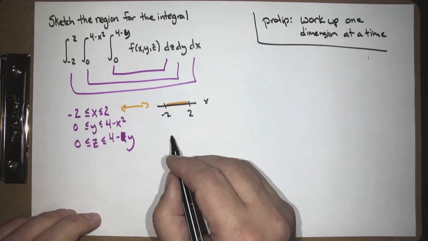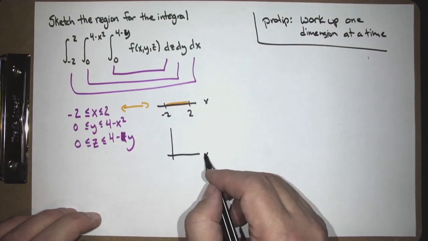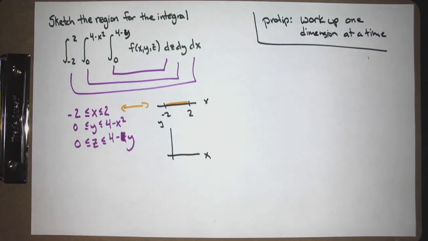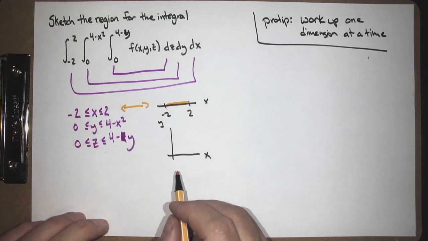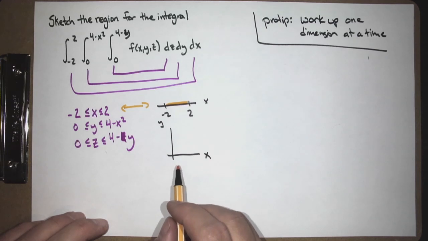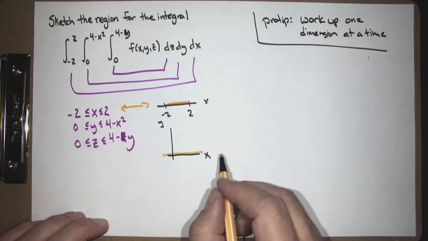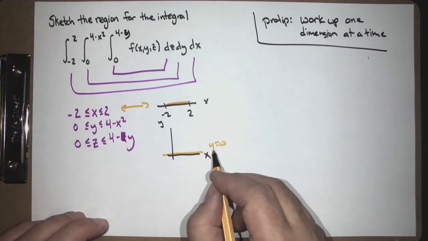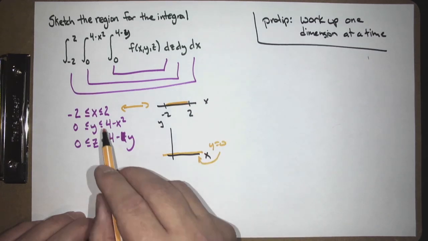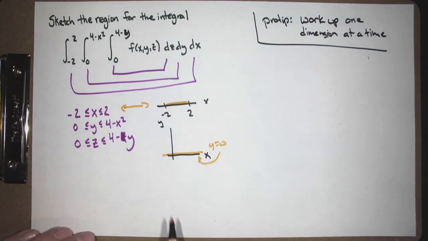Okay, so now we're in x and y. So we have x and y. And, okay, well, what can we say? Well, we have some curves. y equals 0. What does that look like? Looks like this. This is y equals 0. Okay. What about y equals 4 minus x squared?